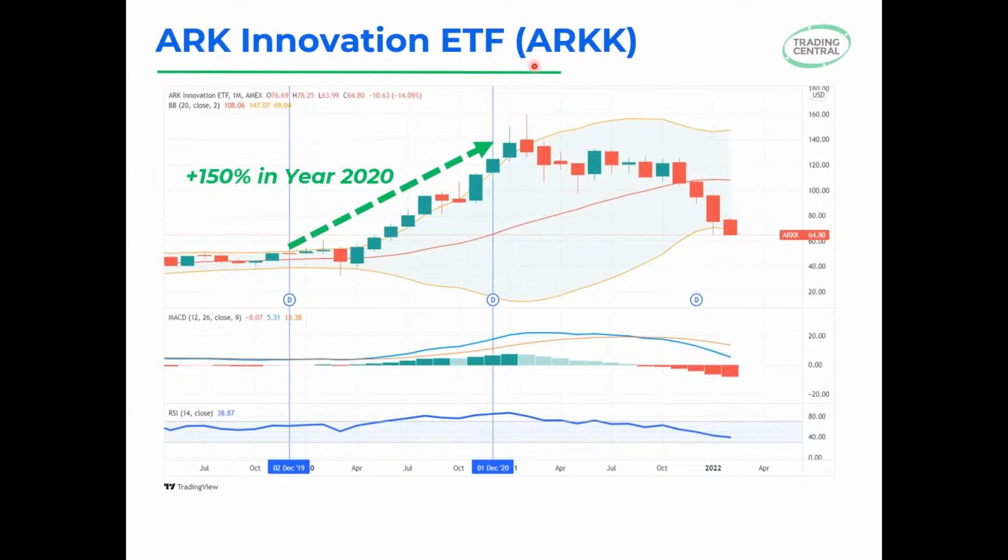However, this flagship innovation ETF, following the impact on the technology stocks, has plunged nearly 60% from its high. Its high is around 160, now 64. So you can see the impact of the sell-off on technology stocks recently.